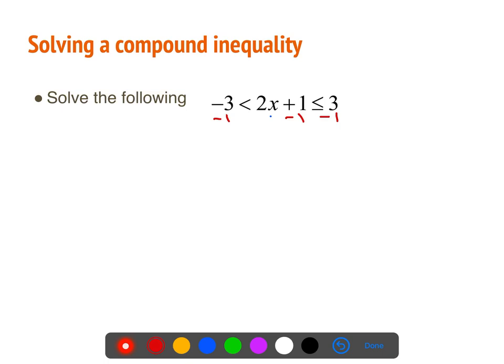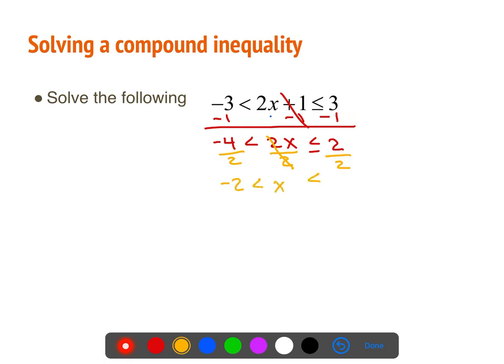Well, I'm going to subtract 1 on all 3 parts. Negative 3 minus 1 is negative 4. 3 minus 1 is 2. And then I still want to get x by himself, so I'm going to divide by 2. Now 2 is a positive number, so I don't have to flip any signs. And now what it says is my answer is between negative 2 and 1 on the number line.